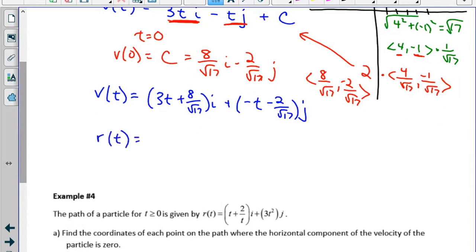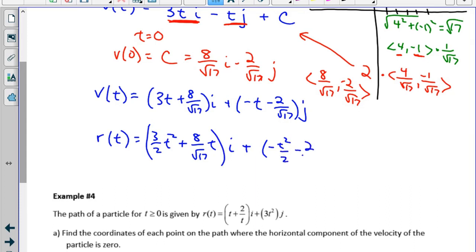So I'm going to anti-differentiate this. So I get 3/2 t squared plus 8 over root 17 t, plus, or I'm sorry, there will be some constant component to this i, plus negative t squared over 2 minus 2 over root 17 t j, and then plus some constant.